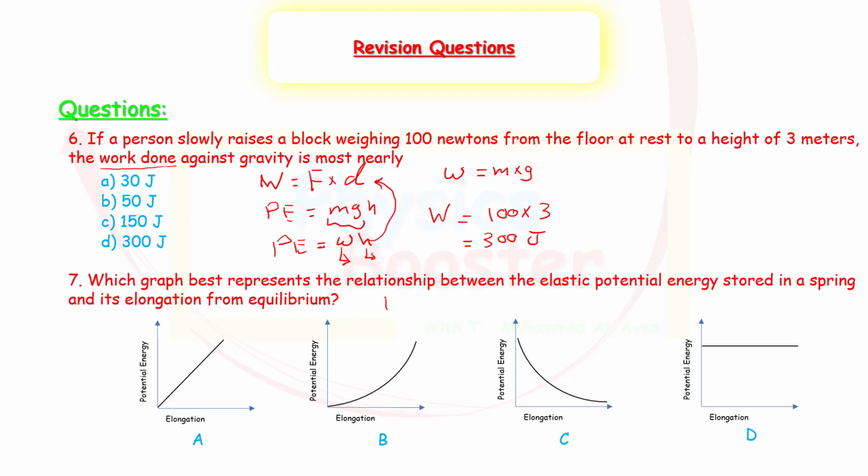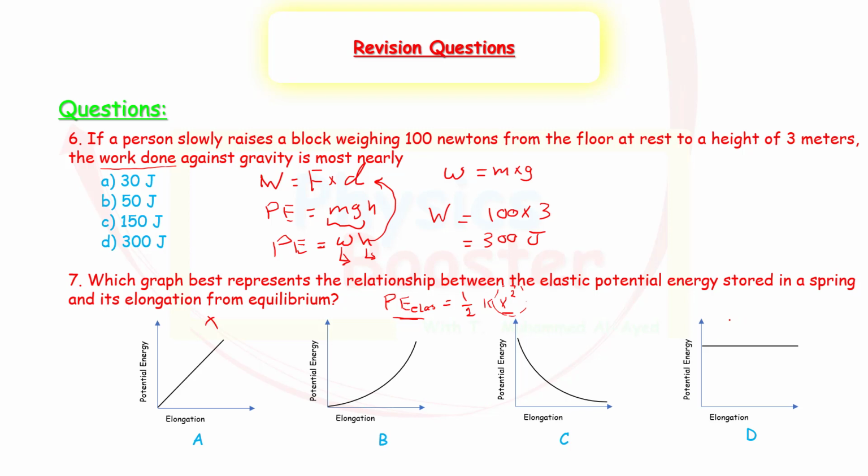Why? Because we know that the elastic potential energy is equal to half k x squared, okay? And x here is the elongation, and here PE is the potential energy. Now he's asking about the relationship between the elongation and the potential energy. We can see that x here is squared, so it's not a linear relationship. This means that A is excluded, so we have B, C, and D.